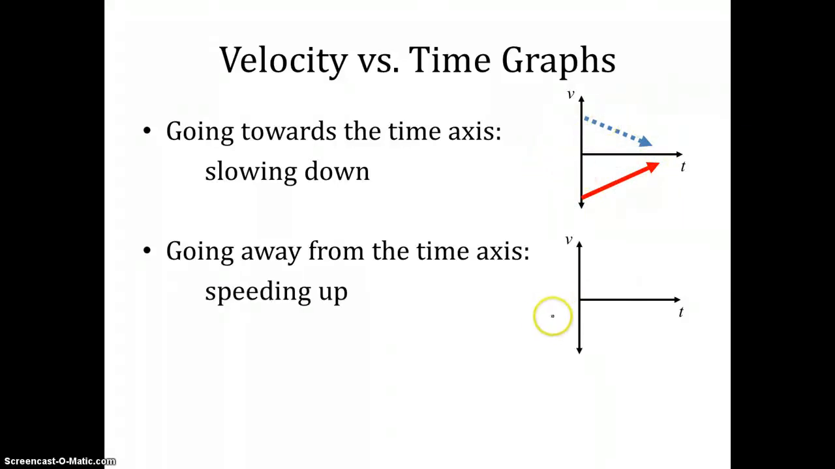Going away from the time axis means speeding up. Speeding up, so he's going away from the time axis. His velocity is getting more and more negative. It's getting bigger and bigger, faster and faster. Here he's going forwards, faster and faster.